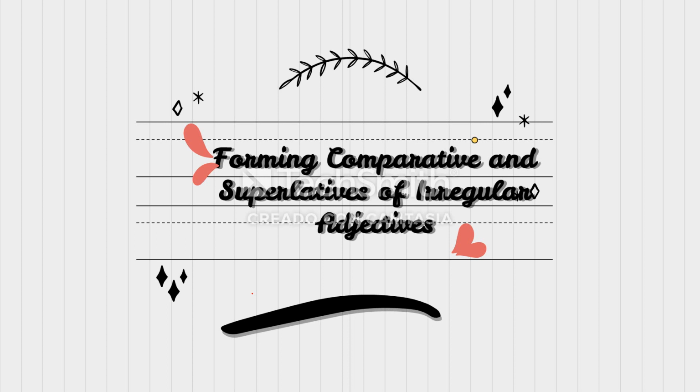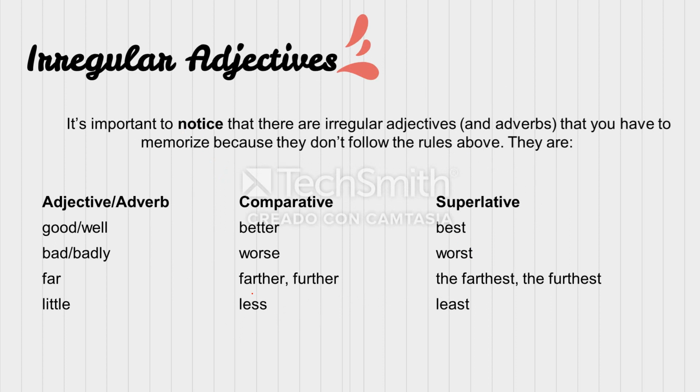Forming comparative and superlatives of irregular adjectives. It's important to notice that there are irregular adjectives and adverbs that you have to memorize because they don't follow the rules that I explained before. For example, we have the adjective or adverb good and well. The comparative is better and the superlative is best. Bad and badly. The comparative is worse and the superlative is worst. Or the comparative is farther or further and the superlative is the farthest and the furthest. With little, we have the comparative less and the superlative least.